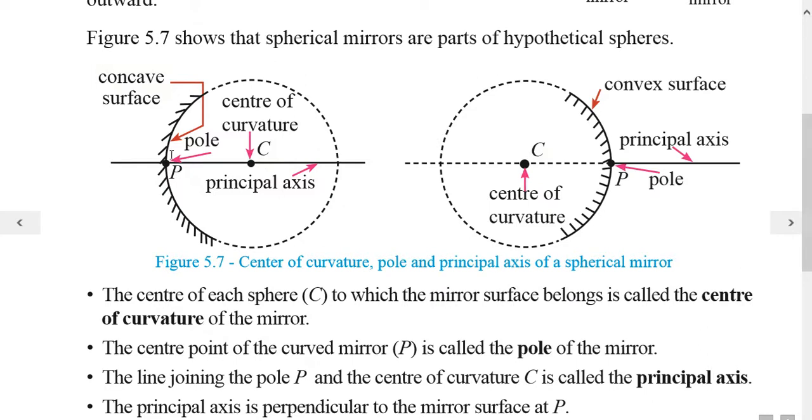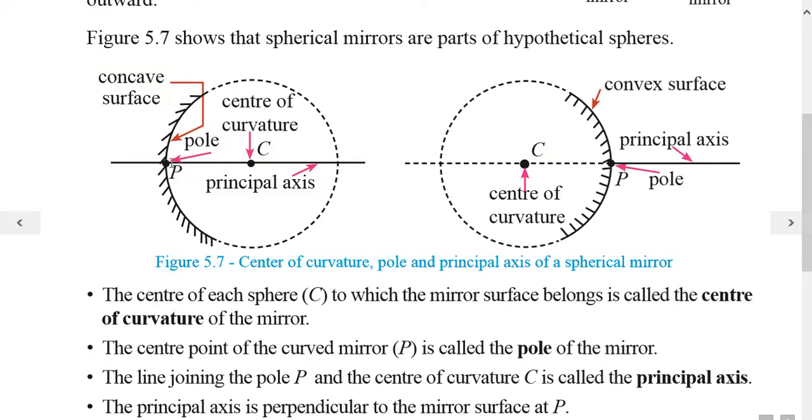First I explain according to the concave mirror. This is the concave mirror. This is the concave surface. Then we consider the sphere that this surface belongs to. The center of that sphere, the center of the sphere that this reflecting surface belongs to, is known as the center of curvature. Symbolized as C, center of curvature.